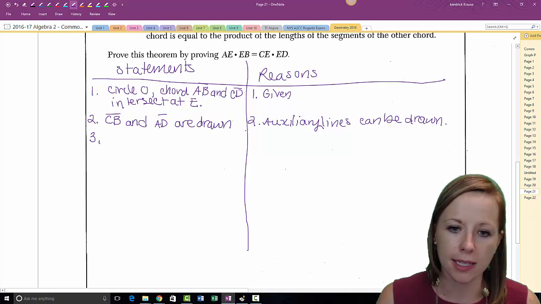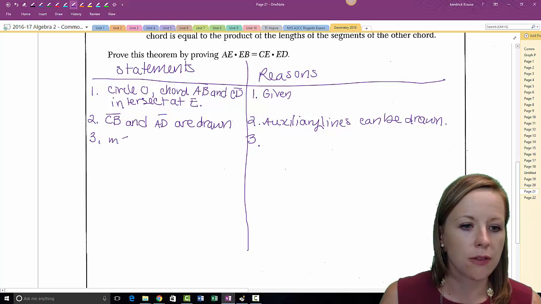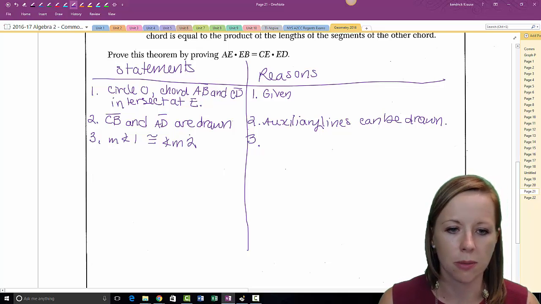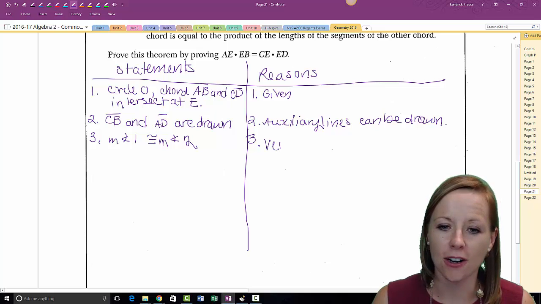Okay, so I drew those lines in, and the next thing I marked were the vertical angles. The measure of angle 1, which I numbered, is equal to the measure of angle 2. Whoops, I'm a little sleepy. Let's try that again. Vertical angles are congruent.